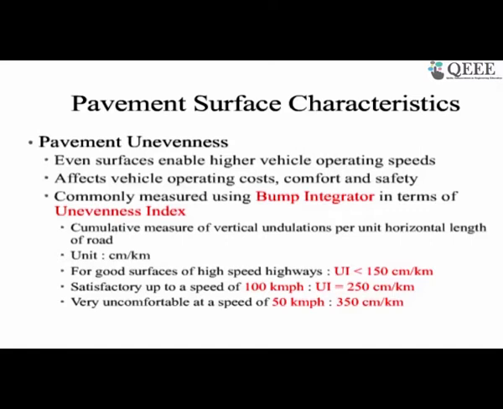And the value which is recommended for high-speed highways is 150 centimeter per kilometer. For satisfactory up to a speed of 100 kmph, it is about 250 centimeter per kilometer, and for very uncomfortable, at a speed of 50 kmph, it can be 350 centimeter per kilometer. So this is how you look into the quality of the pavement, the evenness of that.